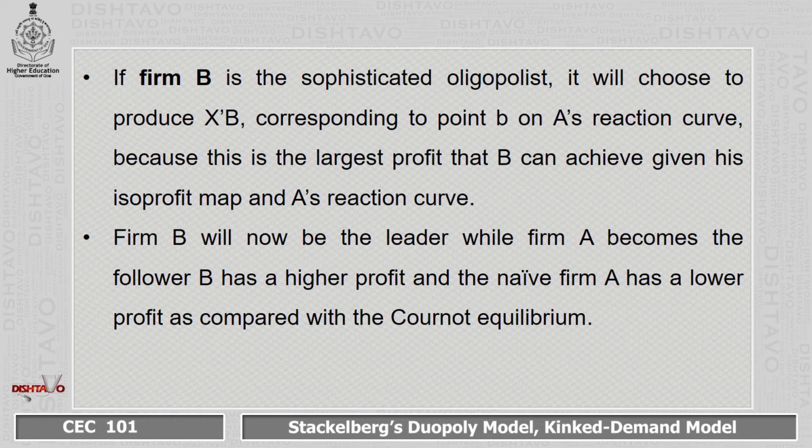If firm B is the sophisticated oligopolist, it will choose to produce X'B corresponding to point B on A's reaction curve, because this is the largest profit that B can achieve given its isoprofit map and A's reaction curve. Firm B will now be the leader while firm A becomes the follower. B has a higher profit and the naive firm A has a lower profit as compared with Cournot's equilibrium.